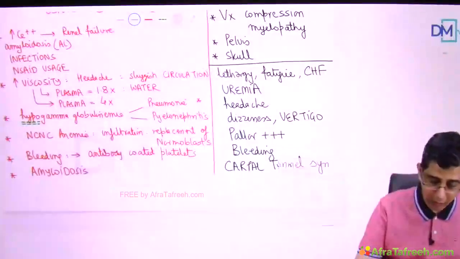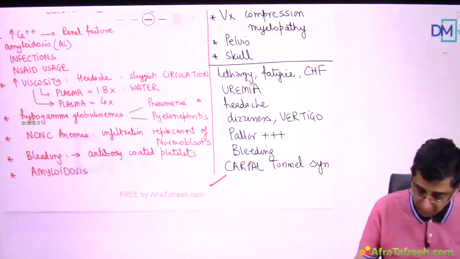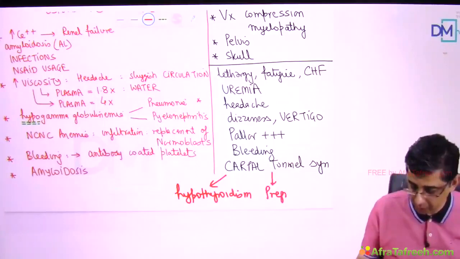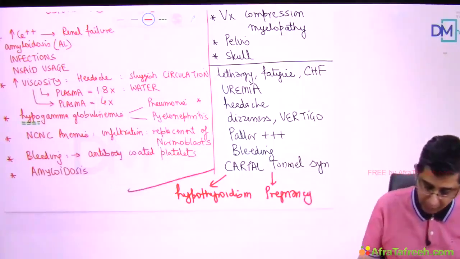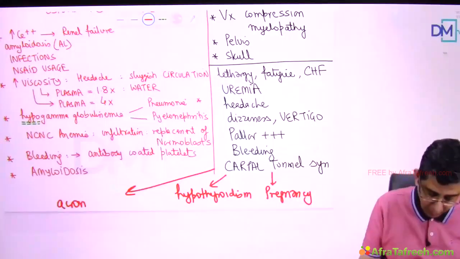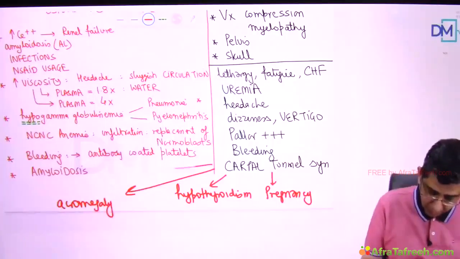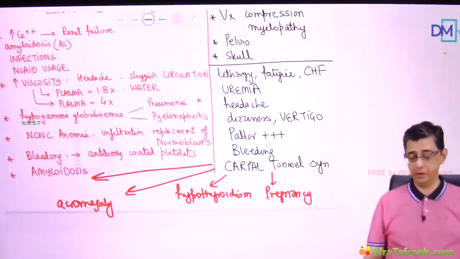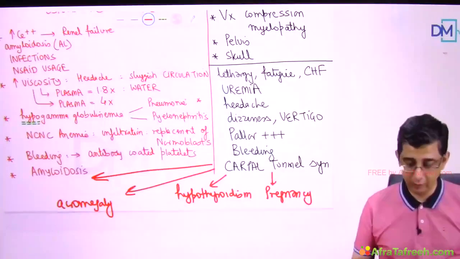Carpal tunnel syndrome, you all know, can be seen even with hypothyroidism. Information technology professionals, the IT section, anyway have carpal tunnel. Pregnancy can be associated with carpal tunnel. Acromegaly can be associated with carpal tunnel syndrome, and amyloidosis anyway is a cause of carpal tunnel syndrome in a patient, and the median nerve is the one that is involved. So mononeuropathy and median nerve involvement will occur.